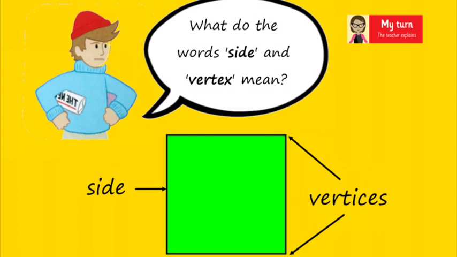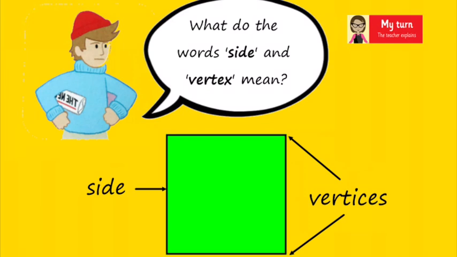Our learning objective is to count the number of sides and vertices on 2D shapes. So let's make sure we understand what those words mean. You can see in the picture that the word side has an arrow beside it and the arrow is pointing to one of the sides of the square. The sides of a 2D shape are the lines, straight or curved, that make the shape.